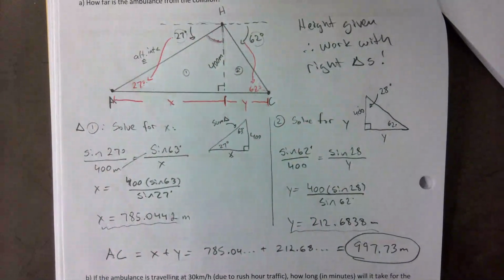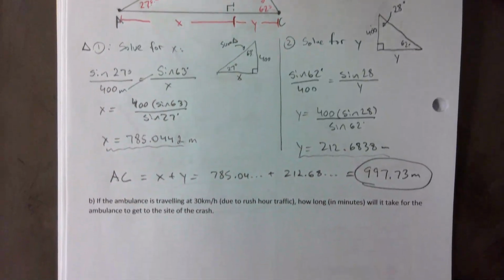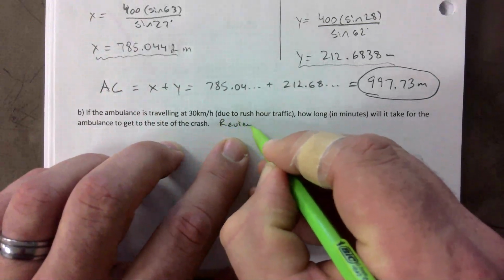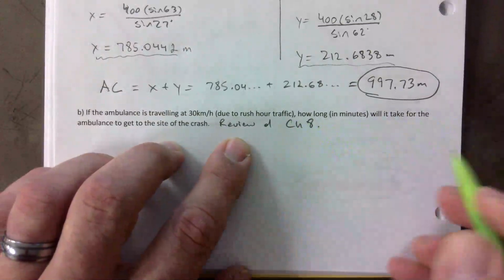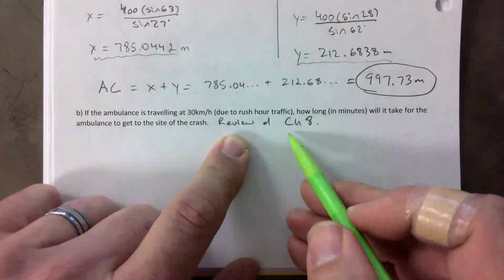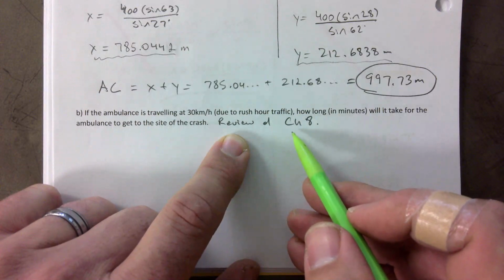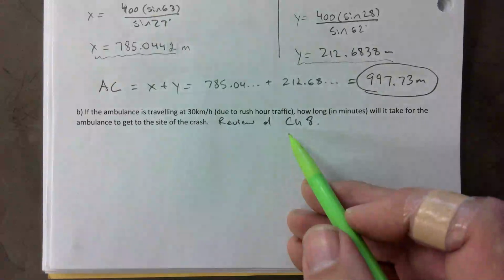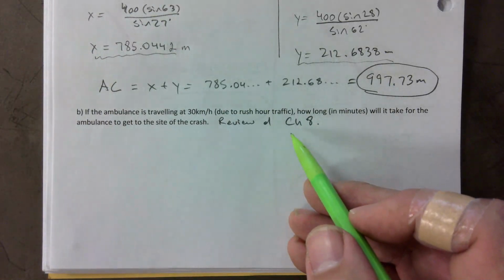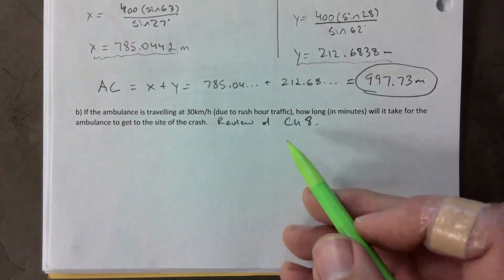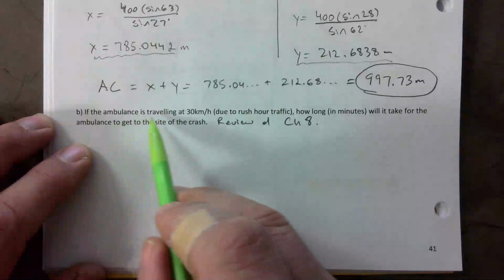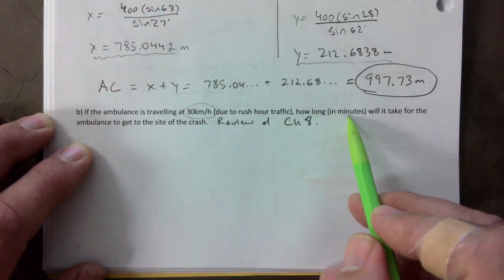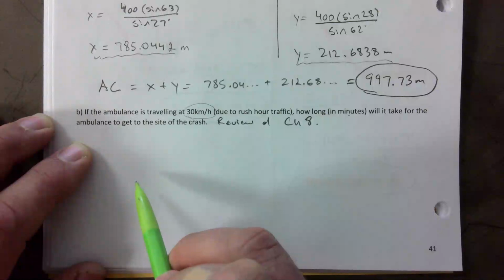Let's do some converting here, or this actually goes back to chapter 8. This one here is actually review of chapter 8. I just threw it in there. The province on the provincial exam in grade 12 will do that at least once. They'll mix 2 units up in one question. And it shouldn't surprise you. It won't even be that big of a deal, but you just need to be aware of that. So if the ambulance is traveling at 30 kilometers an hour due to rush hour traffic, how long in minutes will it take for the ambulance to get to the site of the crash?